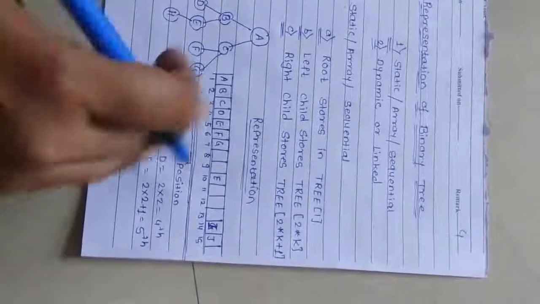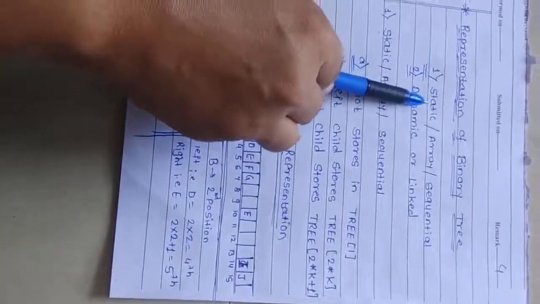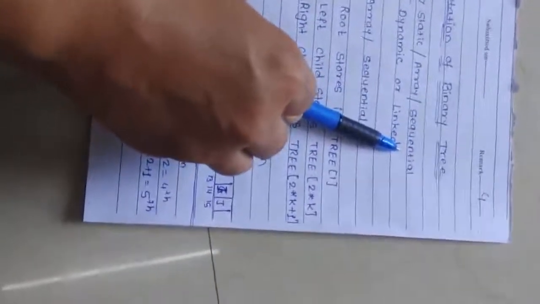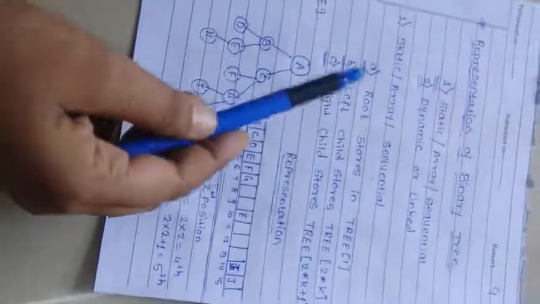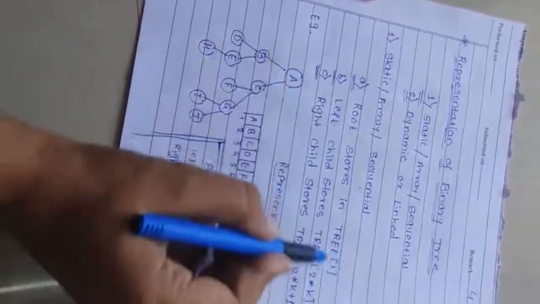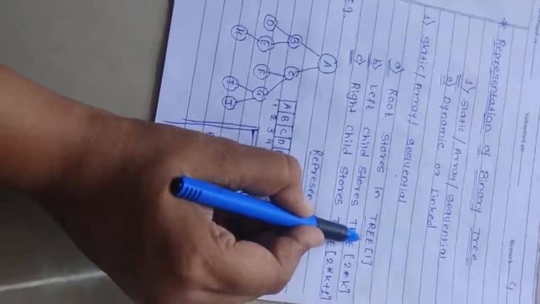Now the next concept is the representation of a binary tree. We can store a binary tree in 2 ways. First, static. It is also called the array representation or sequential representation. And another one is the dynamic or linked representation. Now we first see the static array or sequential representation of a binary tree in the computer memory. Here, tree is the name of the array in which we are going to store the binary tree.